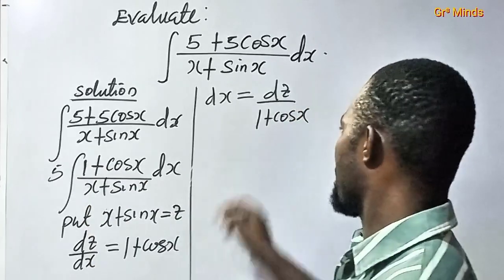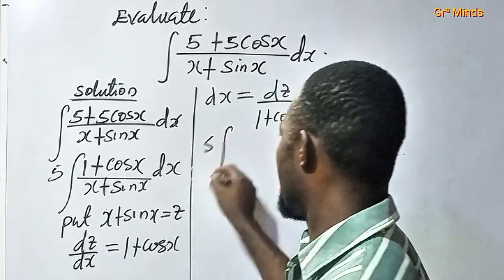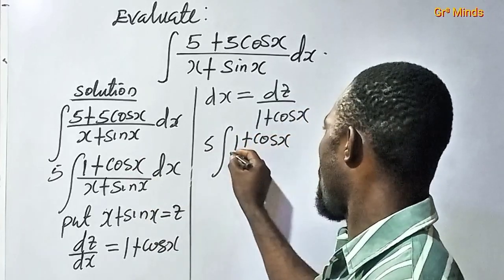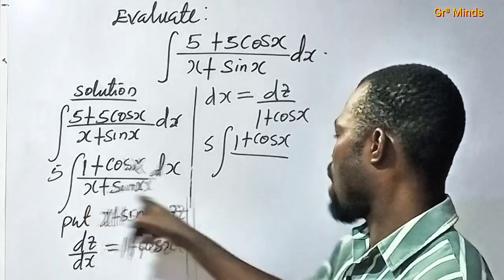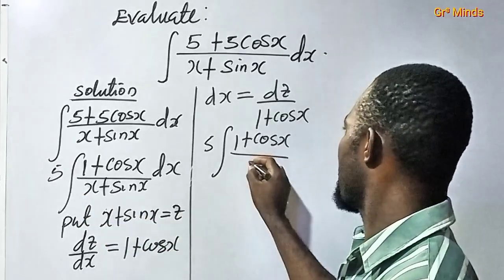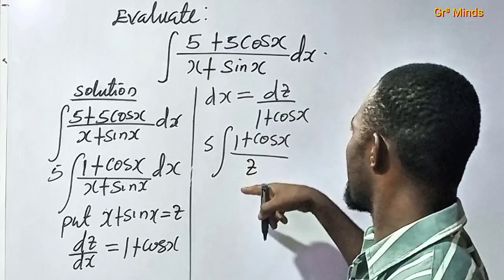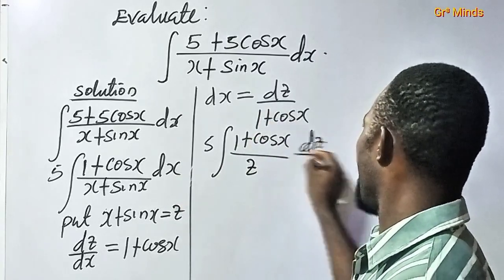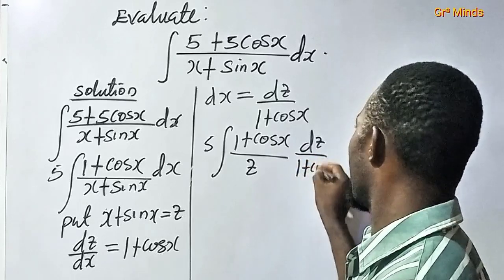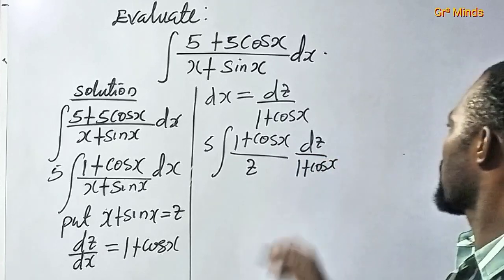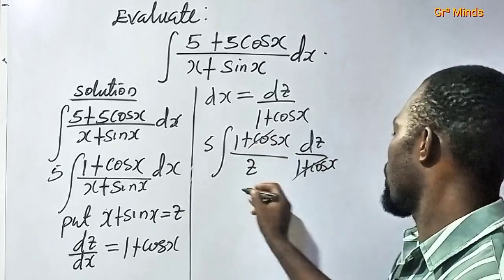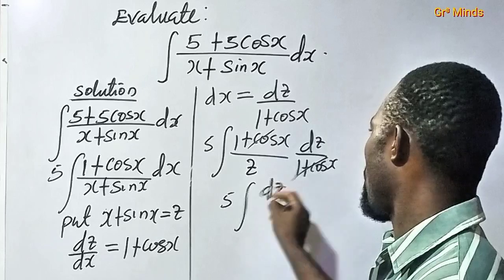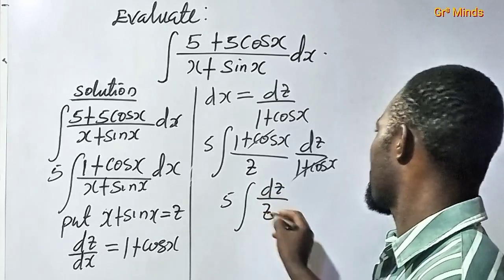Come back to your integral. You have 5 integral of (1 plus cos x) all over, our x plus sine x is z, then dx becomes dz all over (1 plus cos x). So that this cancels this. We have 5 integral of dz all over z.